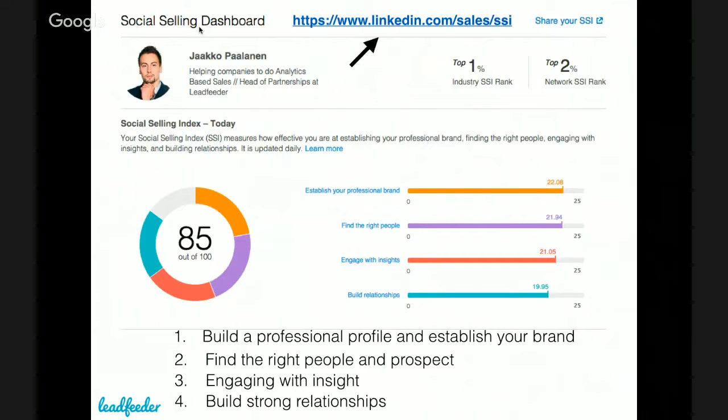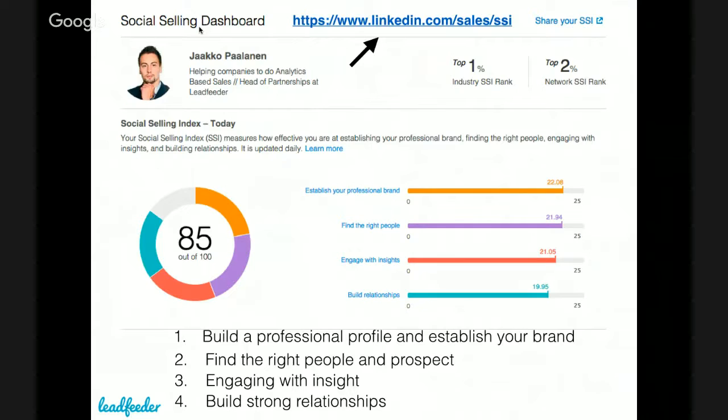So it's a really good way to establish your brand and your thought leadership. All of your publications will be in your own personal profile. So use that to build your own brand and become a thought leader in your industry.